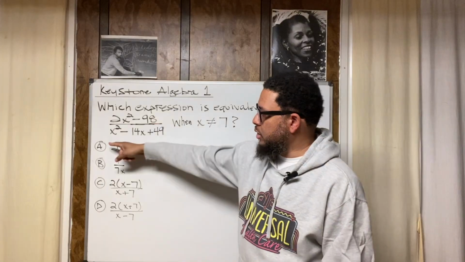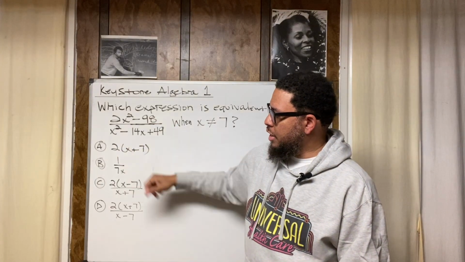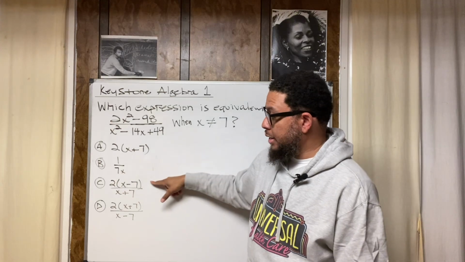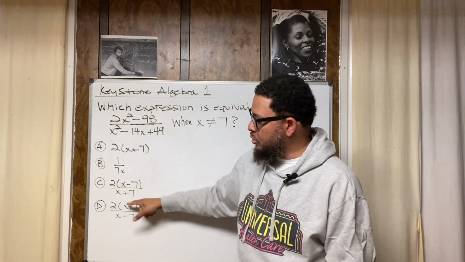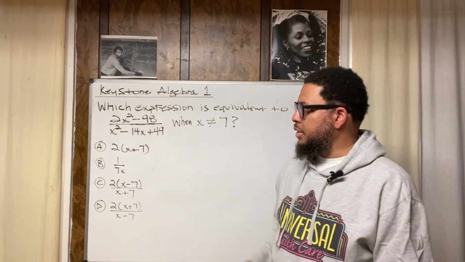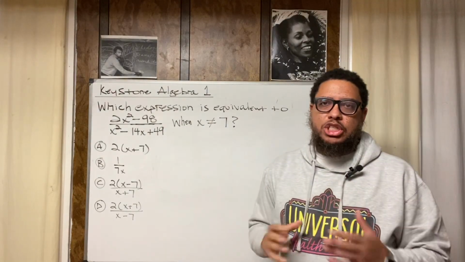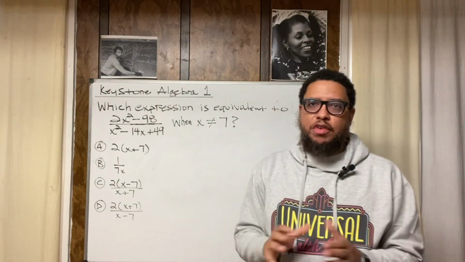We want to simplify it because look at the choices. 2 times the quantity x plus 7. 1 over 7x. 2 times the quantity x minus 7 over x plus 7. 2 times the quantity x plus 7 over x minus 7. Right? These are 4 choices. Whenever you want to simplify expressions that look like this, always try to factor them out. Always try to factor them first.